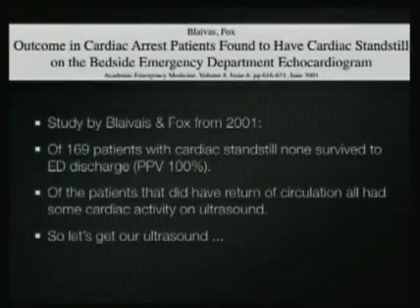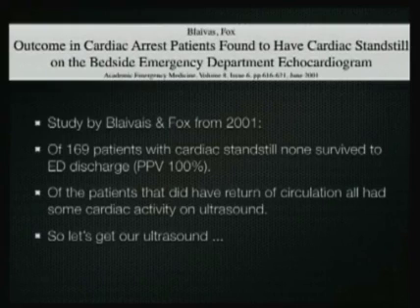So there was a study looking into this question to figure out what the outcome was in cardiac arrest patients found to have cardiac standstill on the bedside emergency department echo, if that can predict who survives. And in fact, it did. In this study of 169 patients with cardiac standstill, none survived to emergency department discharge. And that might sound like a no-brainer, but it's actually very clinically important to realize that you can do an ultrasound, and if you see cardiac standstill, that suggests that the patient's not going to recover, and you can abort your therapy and ACLS and triage your resources to the other patients that actually have a chance of survival.